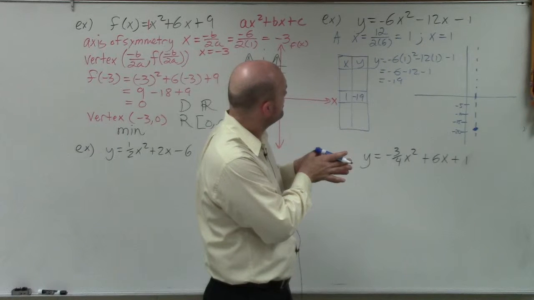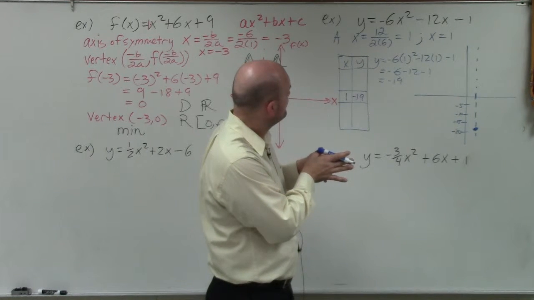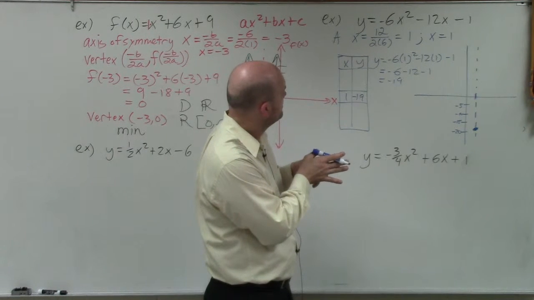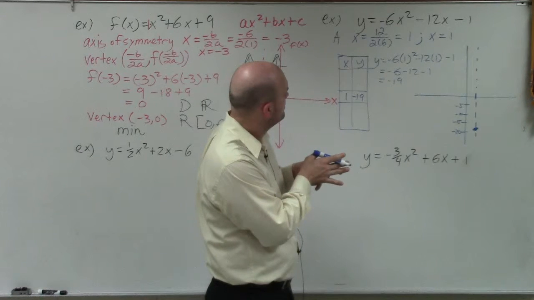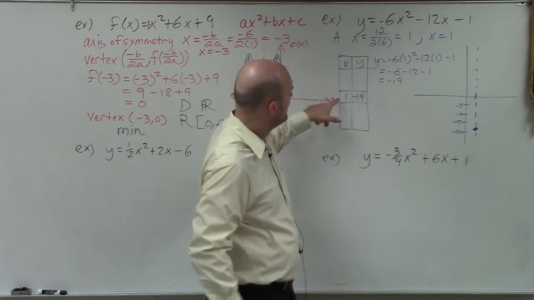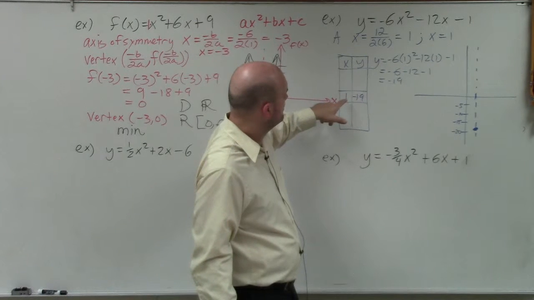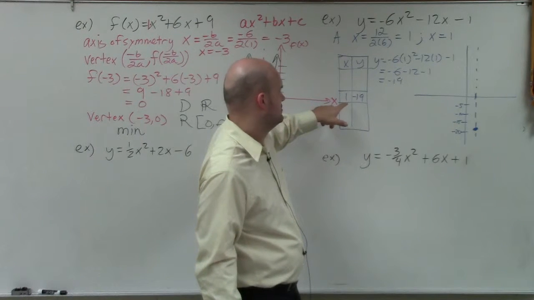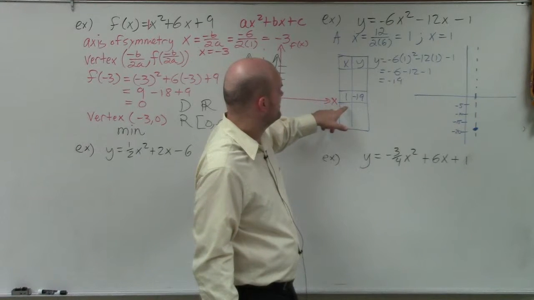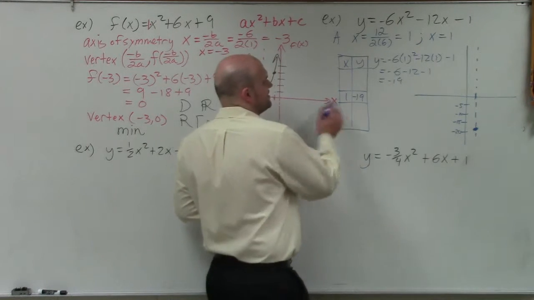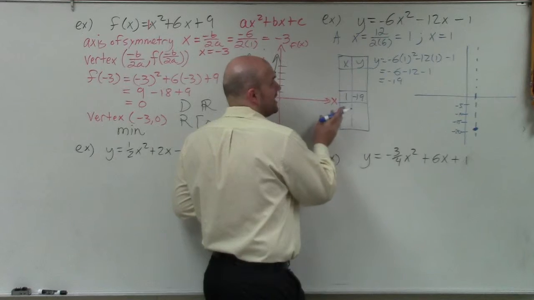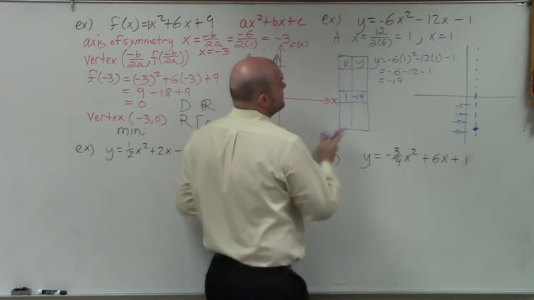Did I do something wrong? Positive 1. X is equal to 1. Plug in 1, 1 squared, negative 1. Negative 19. OK. All right. So now I basically just need to pick points to the left or to the right of my values.